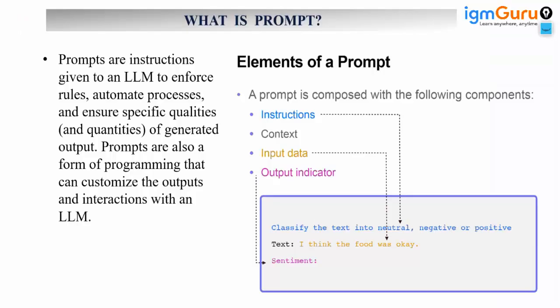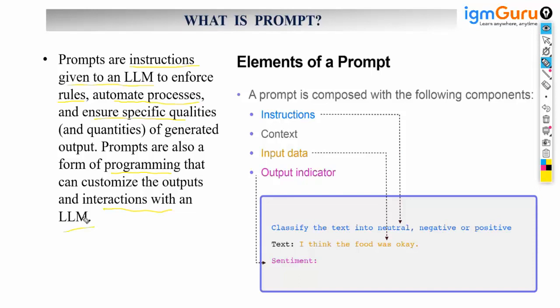Now if we talk about the prompt, what is the prompt? We have seen in the earlier examples that a prompt is nothing but a kind of input for the LLM models. But if I talk about the prompt more technically, the prompts are the instructions given to the LLM model to enforce some rules, automate the process and ensure the specific quality of the output from my LLM model. Prompts are also a type of programming that customize the output and the instruction with the LLM. We have already seen that a prompt is kind of programming: if you change the input, your output gets changed.